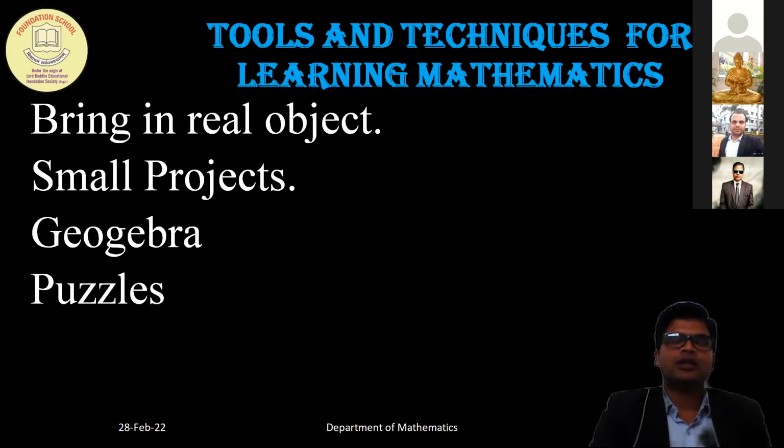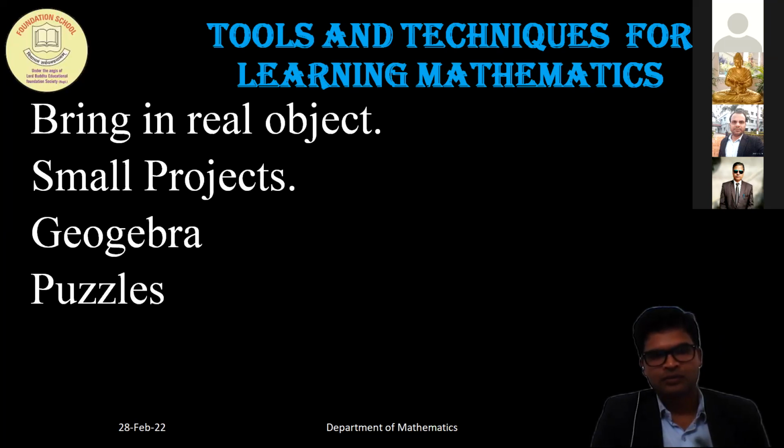Now, there are some tools and techniques for joyful mathematics. The first one is real objects. Real objects, like football, cricket ball, cylindrical shapes, compass, geometry box, these are real objects. Examples of the rectangle, example of the cube. We should take these objects into the classroom, so students observe and clearly see what is being asked in the question.